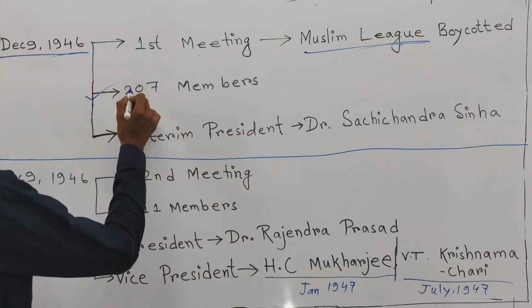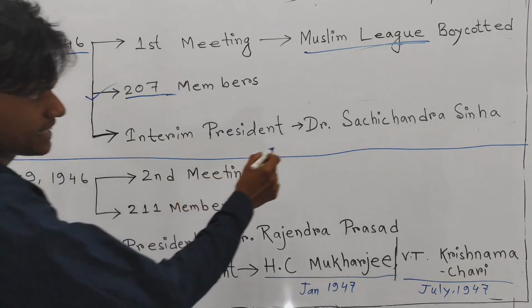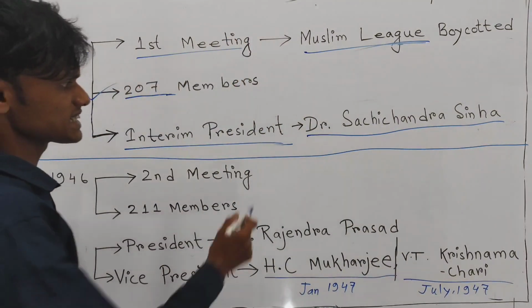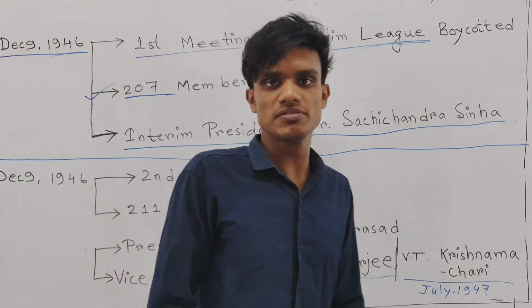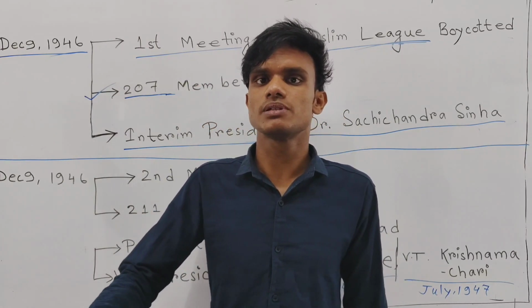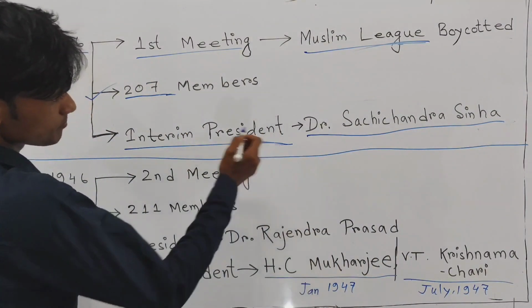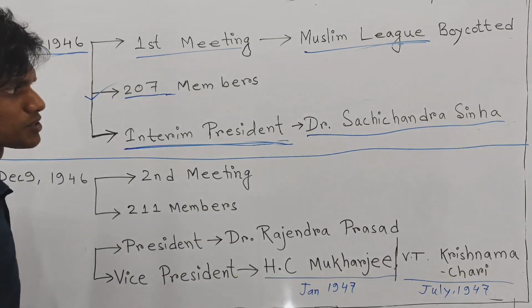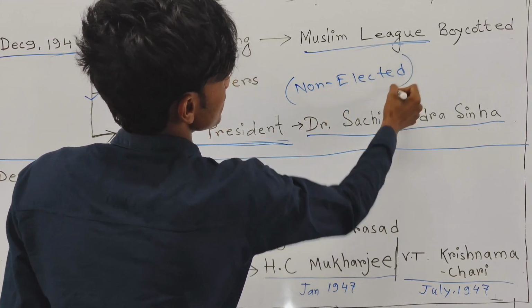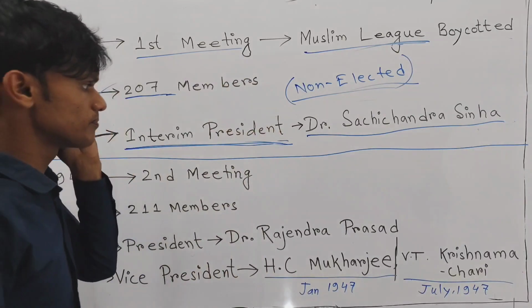Here the total number of members who attended was 207, and Dr. Sachchidananda Sinha was the interim president in the first meeting. What is an interim president? There is a system in the French parliament: if there is no elected president, then the oldest member of the Constituent Assembly will become the president. So this concept was applied here as interim president. So he is a non-elected president. Why non-elected? Because at that time the election for choosing a president had not been held.